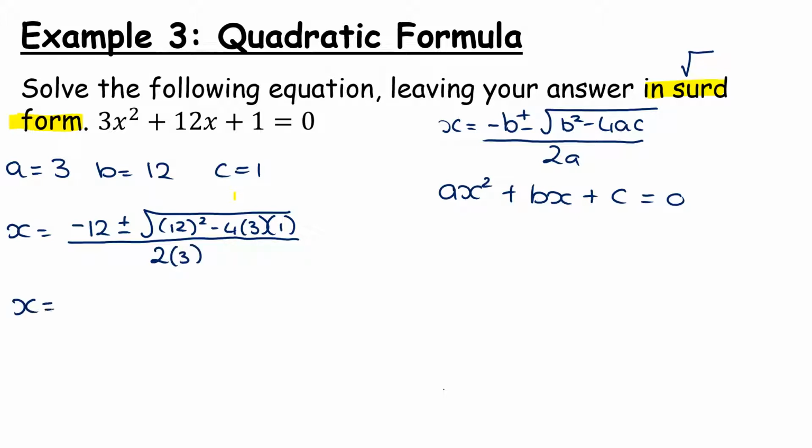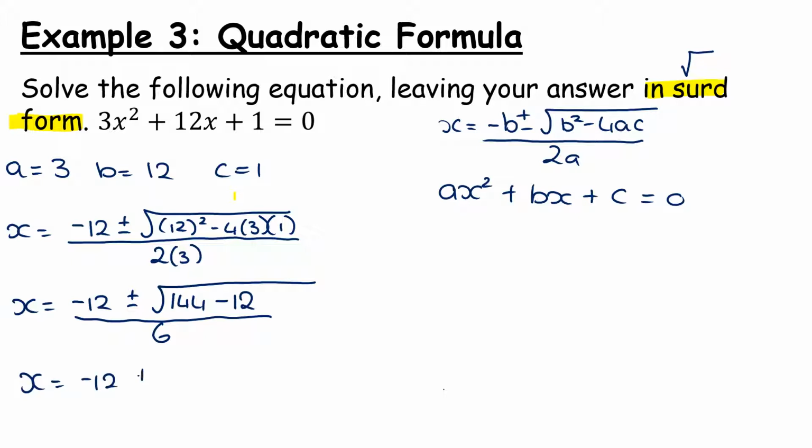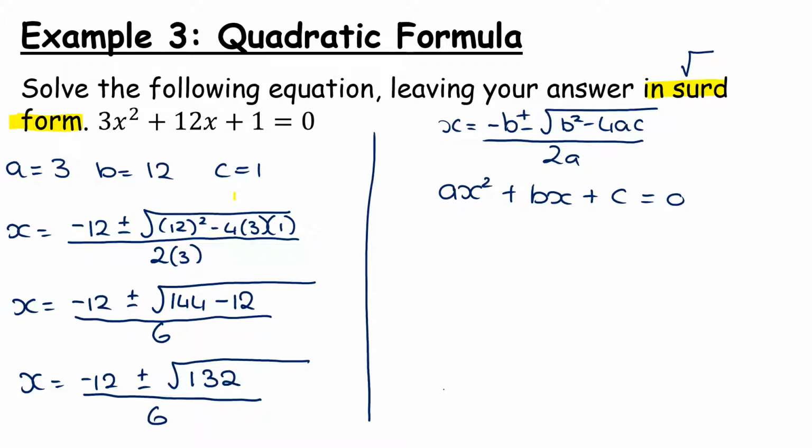So let's clean that up. It's minus 12 plus or minus the square root of 12 squared, which is 144, minus 4 by 3 is 12, by 1 is still 12, and that's all over 6. To clean that up even more, plus or minus the square root of 132, all over 6. So let's go with our positive first. x is equal to minus 12 plus the square root of 132 all over 6.